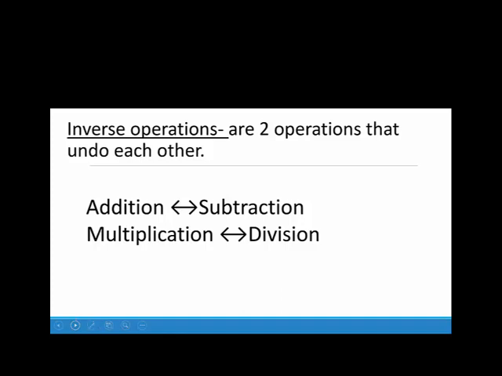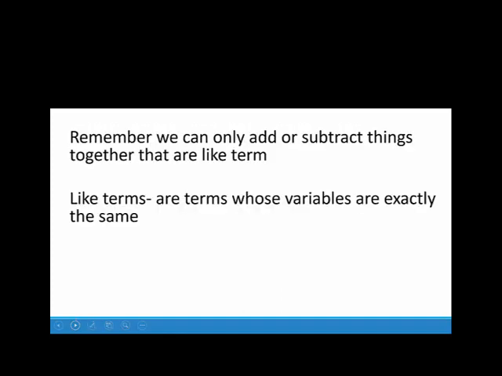Okay, and also remember, we only can add or subtract things that are like terms. Okay, like terms again are things whose variable are the exact same. Okay, examples of that, 2x, 3x, so I can add or subtract those together. 3 and 7, 3x squared, and x squared. Okay, those are all things that are like terms.